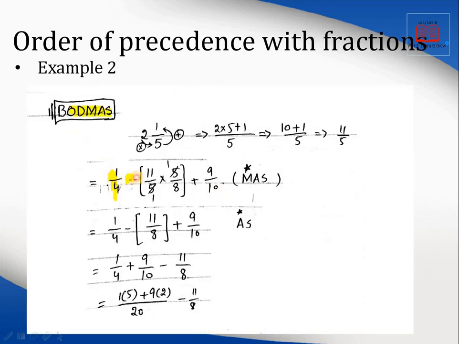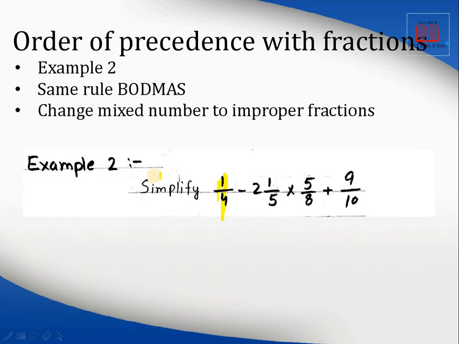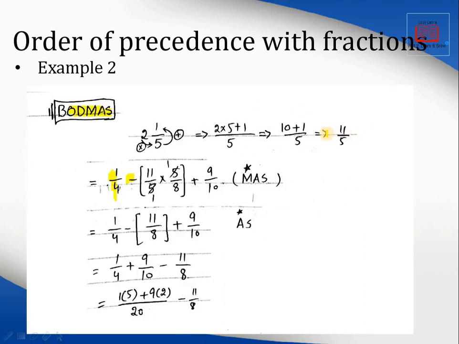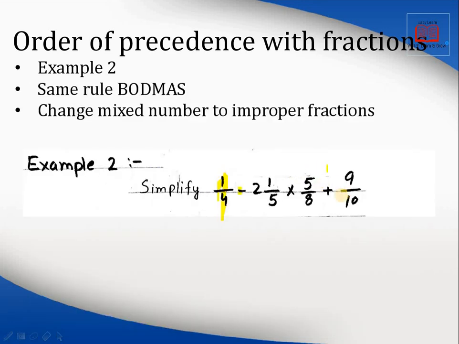So the negative sign is already as it is, as in the previous case. And now this 1 by 5 is changed and replaced with 11 by 5. Next, all the terms are as it is. Multiply 5 by 8 plus 9 by 10. You can see that it is multiply 5 by 8 plus 9 by 10.